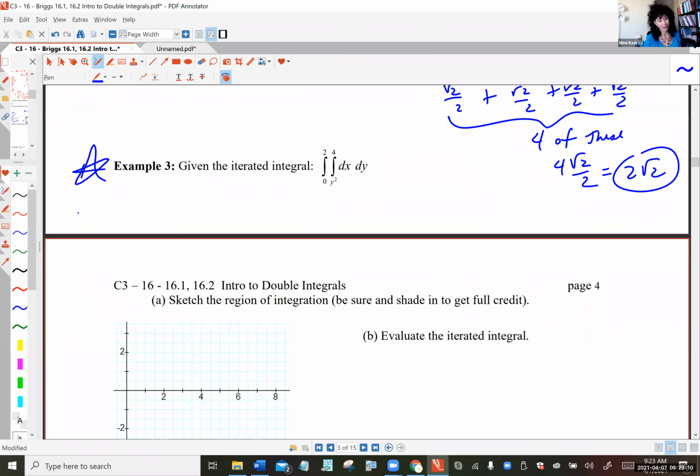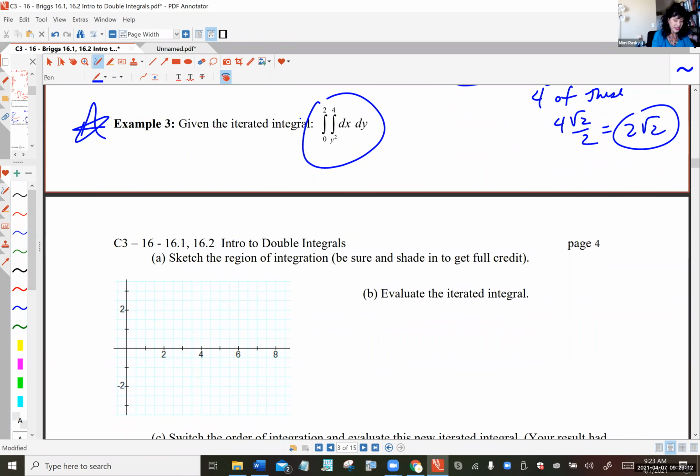So here we go. Take a look at this double integral. Somebody already set it up for you. You're like, great, I don't have to do any work. Yeah, you will. Because the very first thing they want is for you to sketch the region of integration.